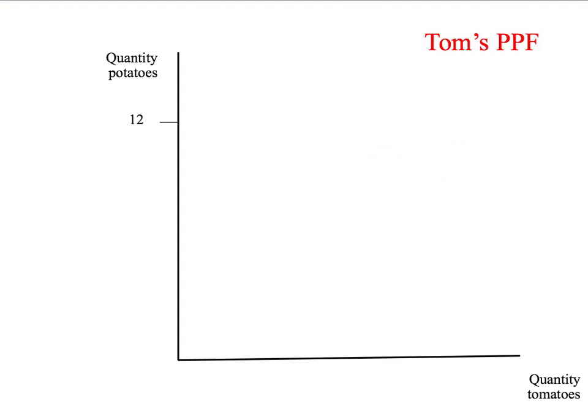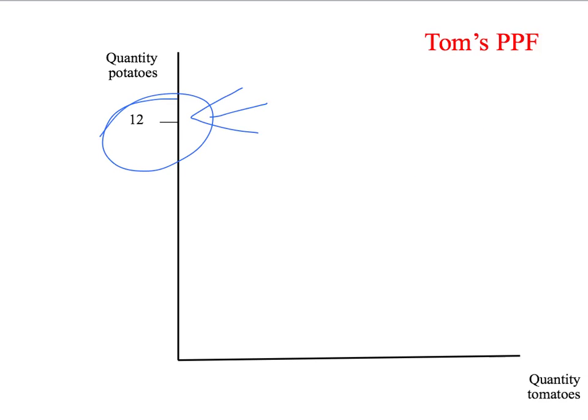Now remember that it takes Tom 4 hours to produce 1 kilogram of potatoes. So if he spends all his time, his entire 48 hours, producing potatoes, then he can produce 12 kilograms of potatoes, but no tomatoes. So we're here on the vertical axis.